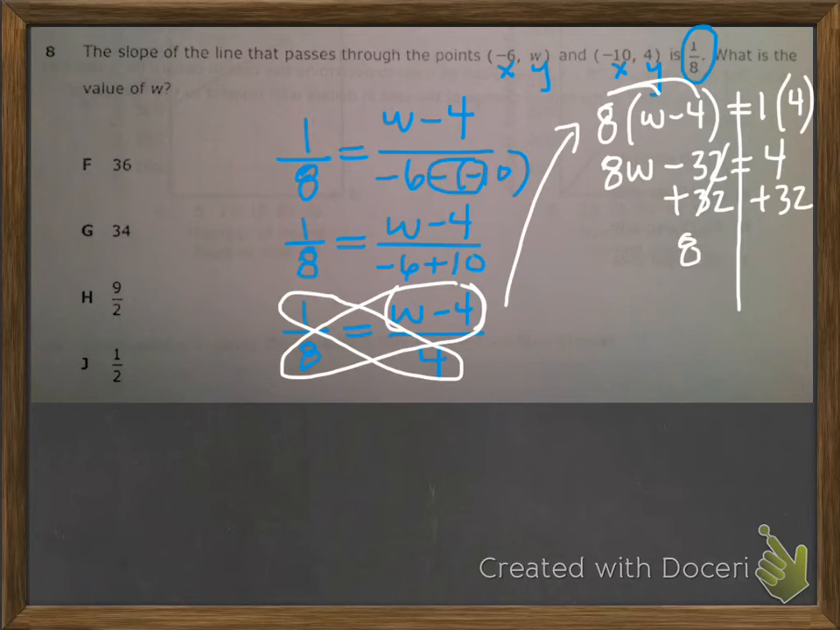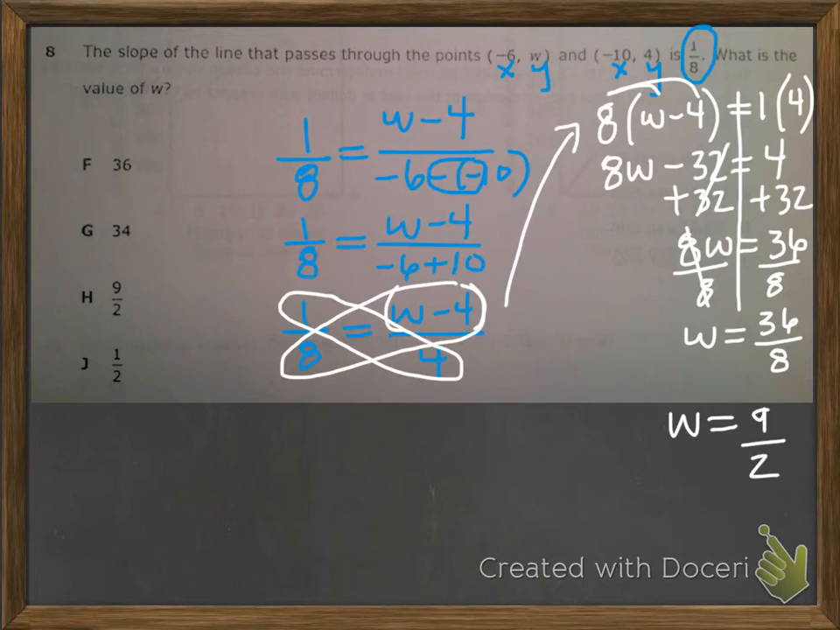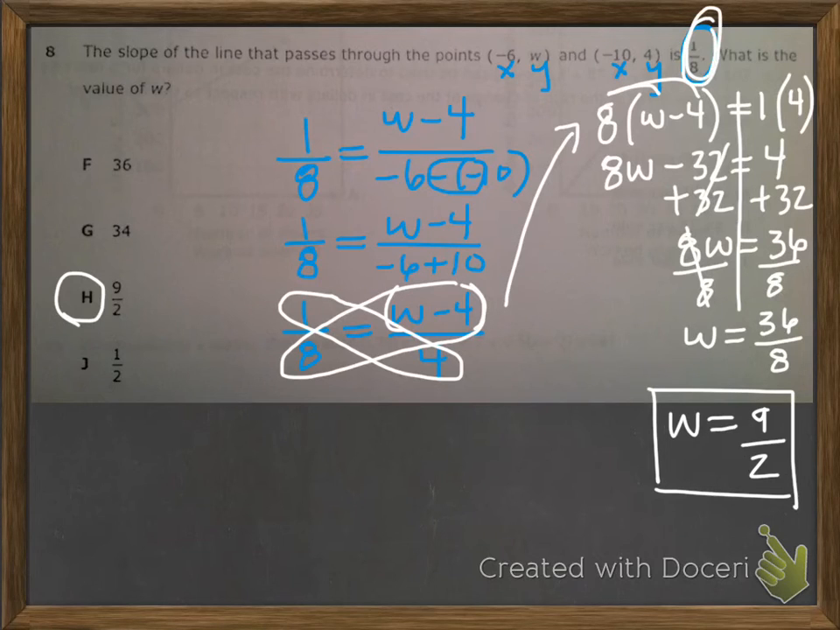So I've got 8W equals 4 plus 32 is 36. The last thing I want to do is divide both sides by 8. So W equals 36 over 8. And that simplifies to 9 over 2, 9 halves. So this is the missing value of W. If I try to do the slope again with 9 halves, I should get that slope of 1/8.